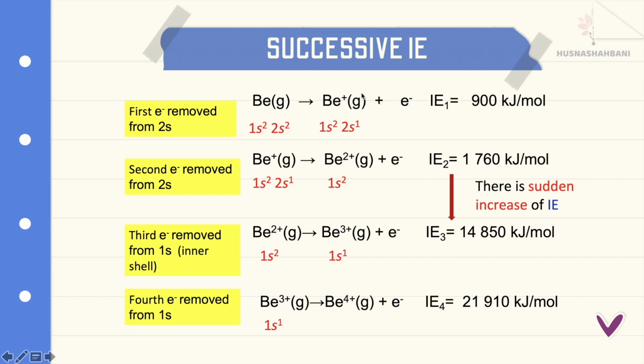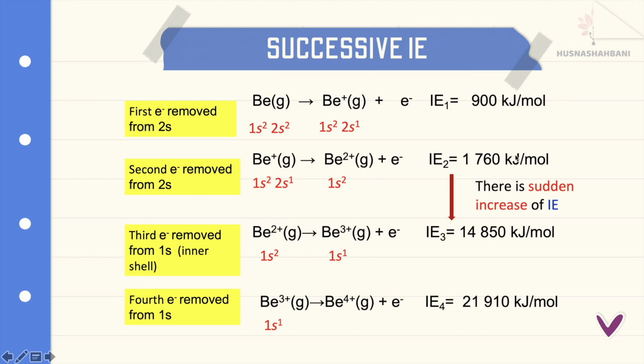Alright, this is the second time you want to remove an electron. The second time means you remove it from Be+, because the first time you remove from the atom, the second time you remove from the ion. Again, the first time you remove an electron from 2s, the second time you also remove an electron from 2s. The second ionization energy is higher than the first one.